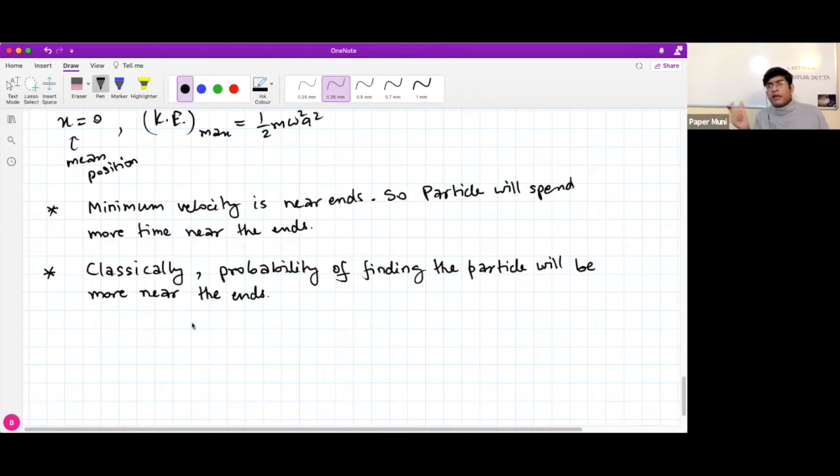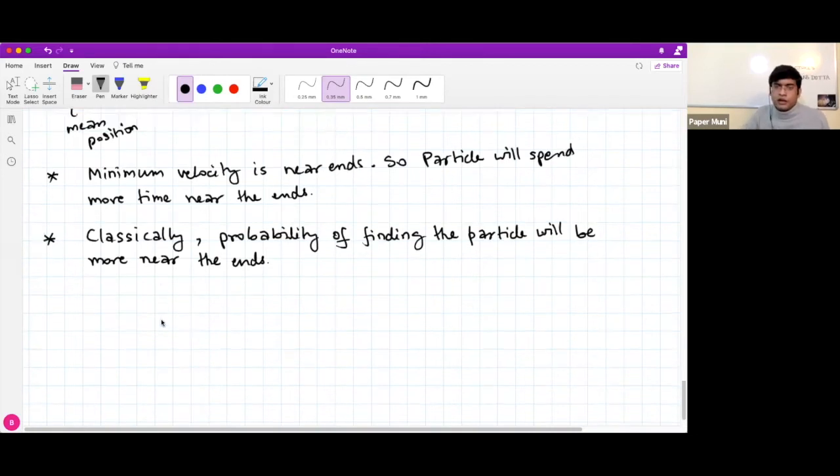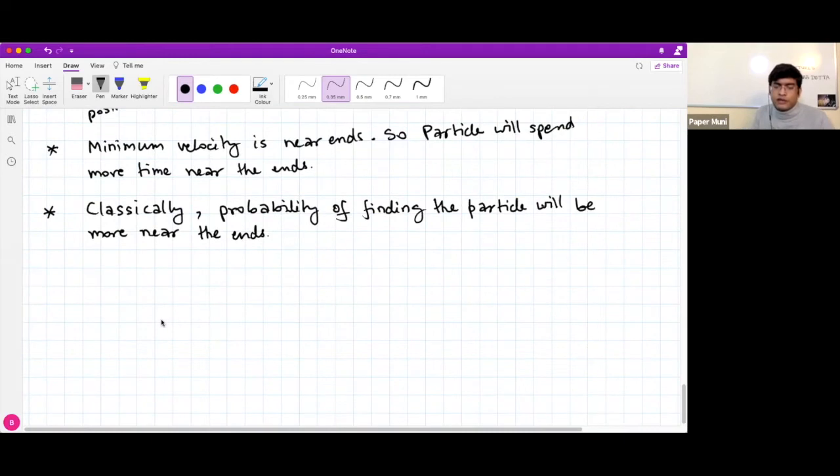And if you make measurements at any time, you'll find that most of the time you get the particle at the ends. Okay, the probability is higher there in a classical oscillator. All right. Now these are the two differences which we see between the quantum and the classical one. Okay, we'll see what the quantum oscillator looks like.